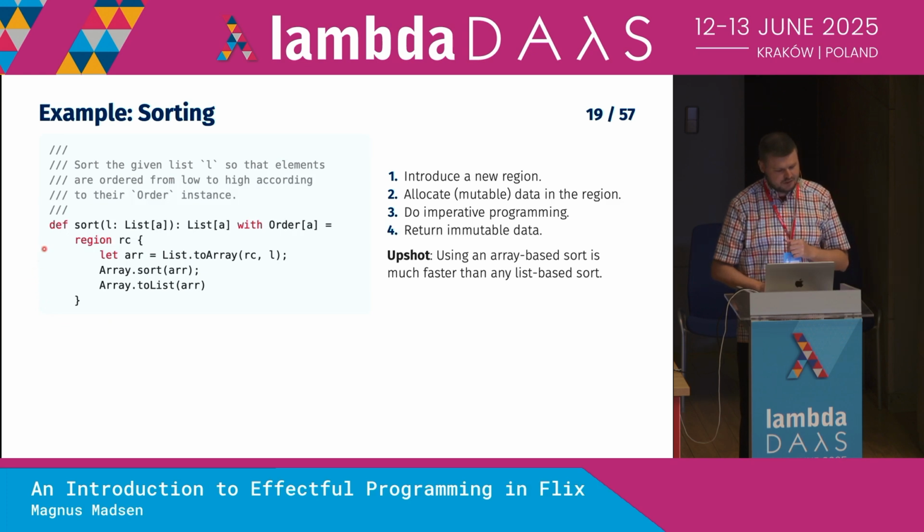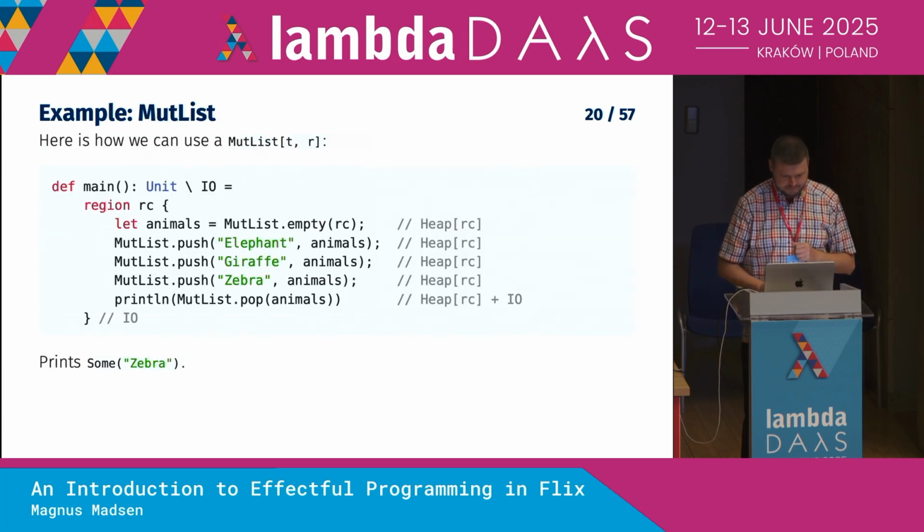This gives us the best of both worlds, because we can get the good performance and perhaps the style if we like it, but people who use sort don't know about it. Just to give you a bit more intuition, here's another example. Again, I say a region begins. I have this capability, and a capability is just permission to allocate mutable memory in that region. I create an empty mutable list, and then I'm doing side effects on it, adding animals.